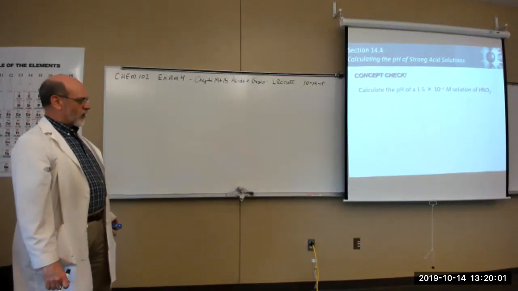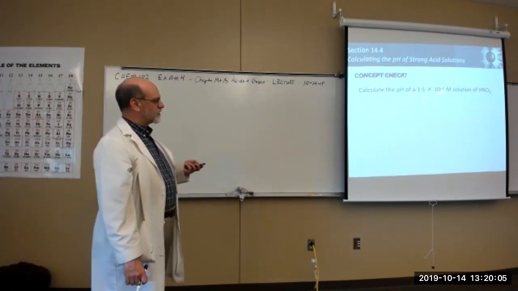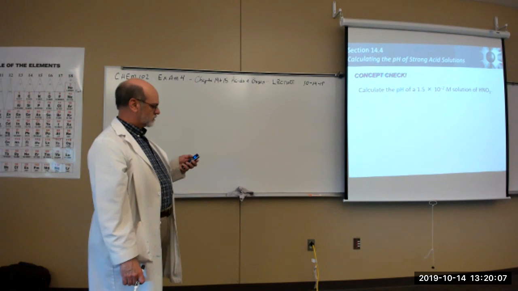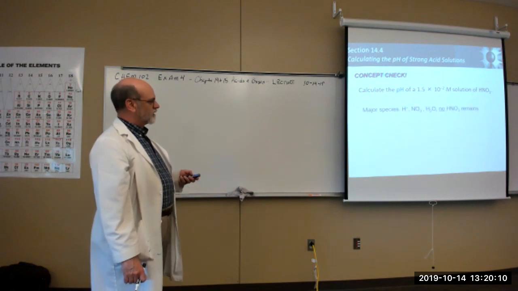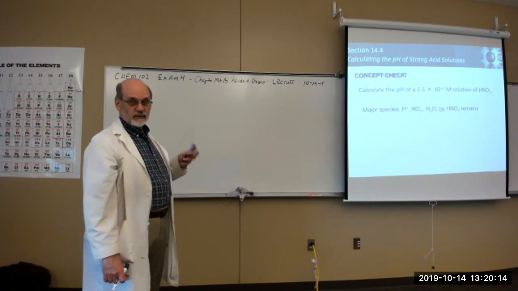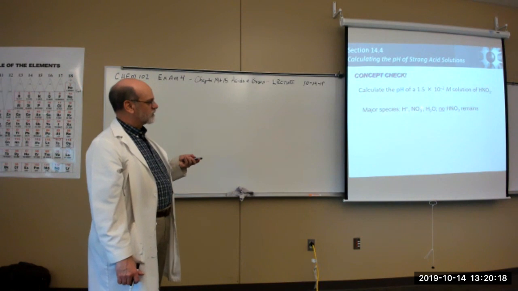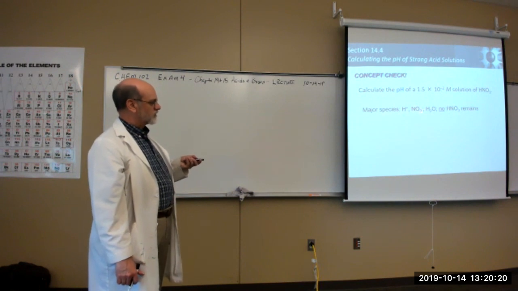Okay, here we go. So here we have another strong acid at a concentration of 1.5 times 10 to the minus 2 molar. The major species would be, since it's completely dissociated, produces protons, nitrates, and water.